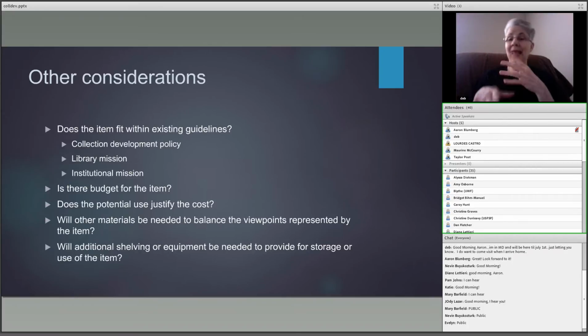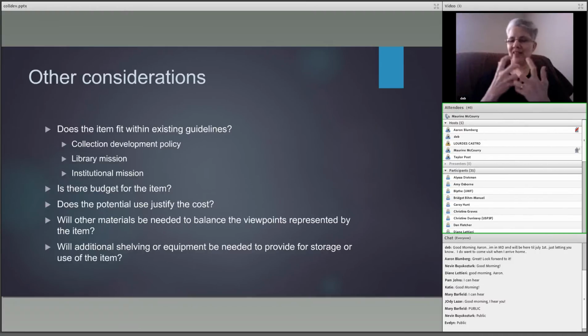But in addition to all of these people that you need to consider when you're making collection development decisions, you also need to look at specific items and make decisions based on the item. Does the item you're considering for your collection really fit within the existing guidelines? This might be a collection development policy. Most libraries do have a collection development policy that whatever you select or accept for your collection needs to fit.